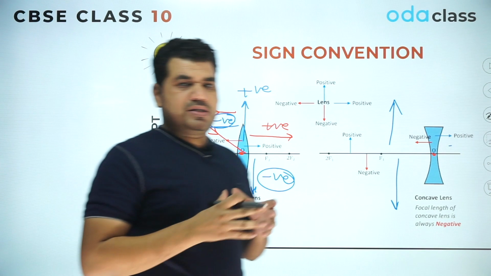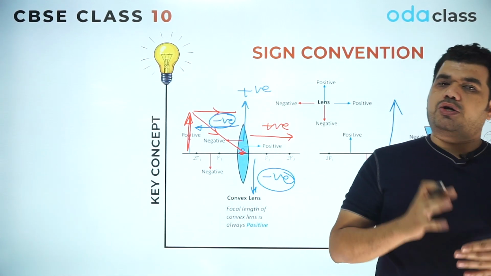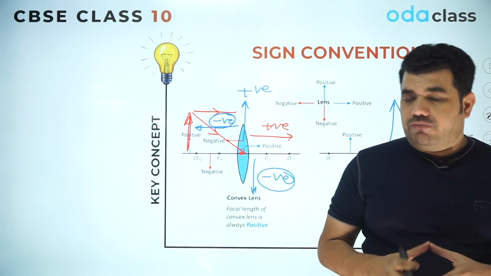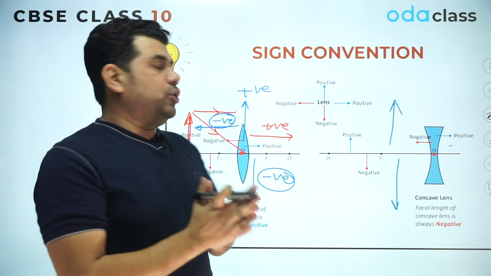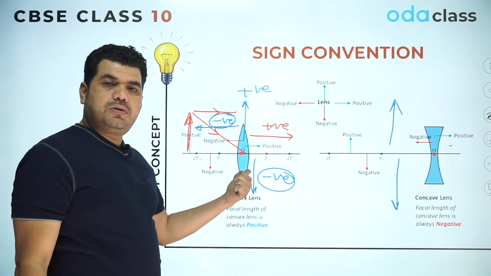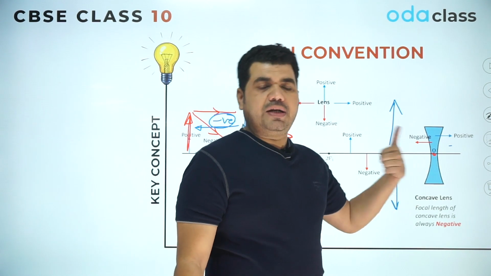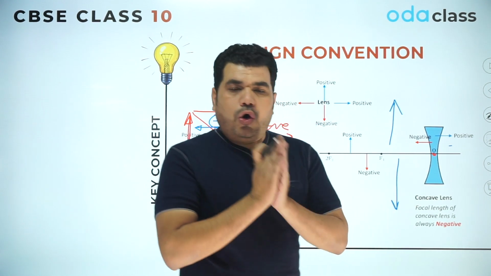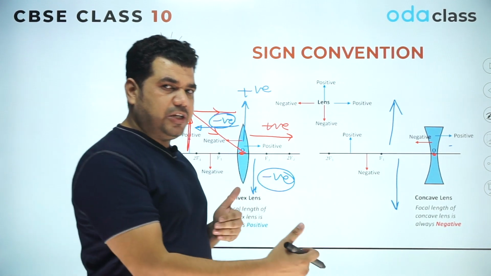So guys, this is the concept that you have to use to choose the sign of V, U as well as F. And one more piece of information, as you already know: the focal length of a convex lens is positive, and the focal length of a concave lens is negative. So we have to use all this information to solve a question. Let's see how to solve that question.